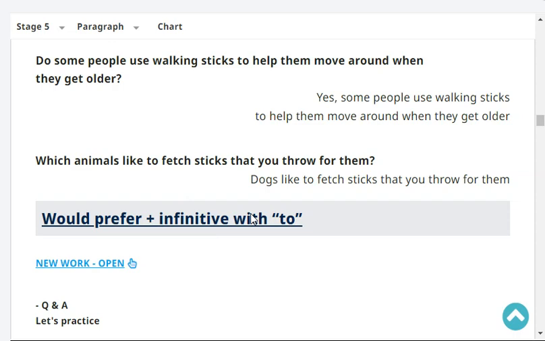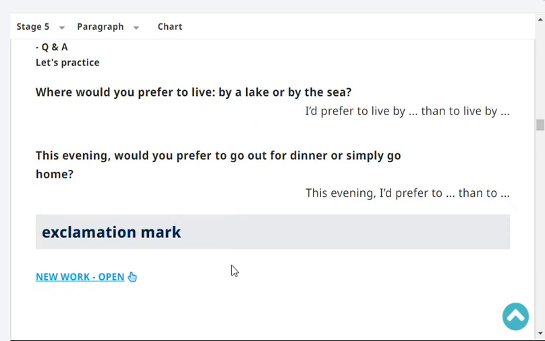Which animals like to fetch sticks that you throw for them? Dogs like to fetch sticks that you throw for them. Very good.